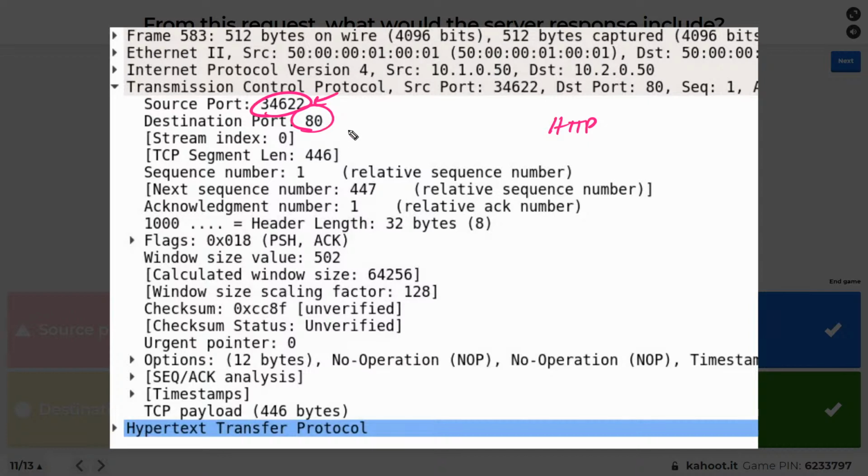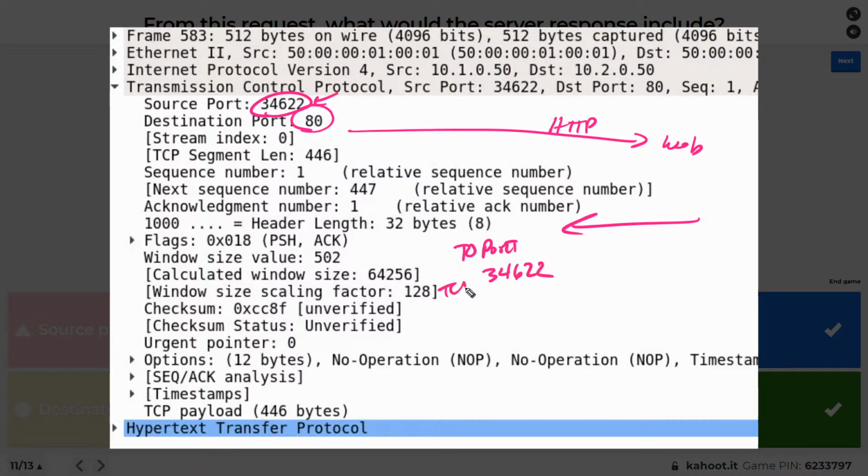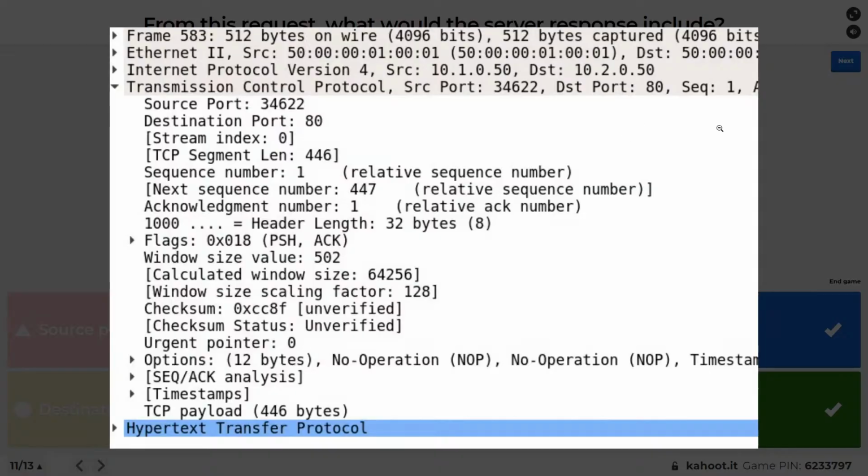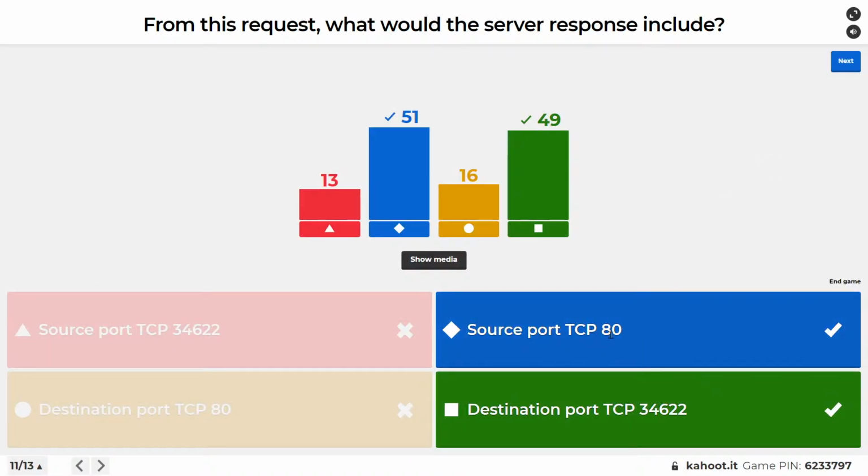So if this request hit the web server, it's going to respond back, and the response is going to be to port 34622, TCP port. And the source for the reply would be from TCP port 80. They'd just be flipped. So I'm hoping those two answers show up on the board. Let's take a look. Source port of TCP 80 and the destination port of TCP 34622. Yep. Okay. All right. Let's go.